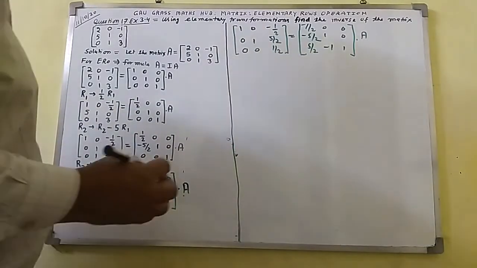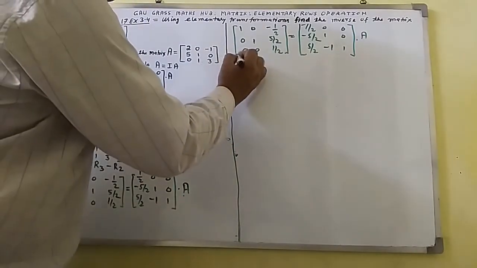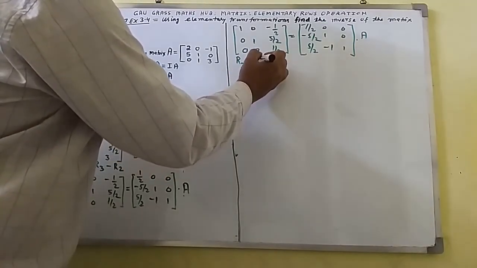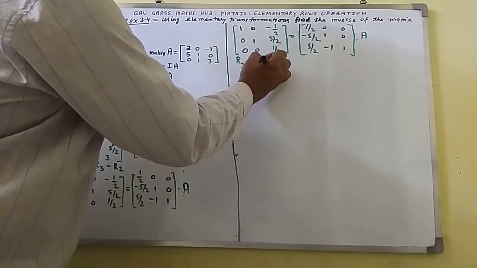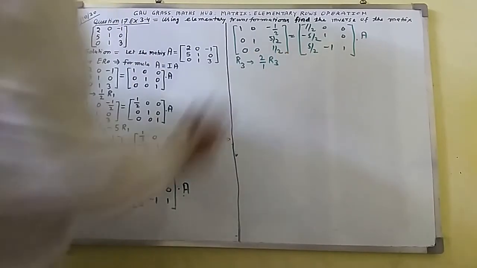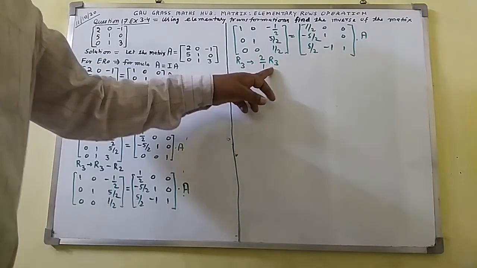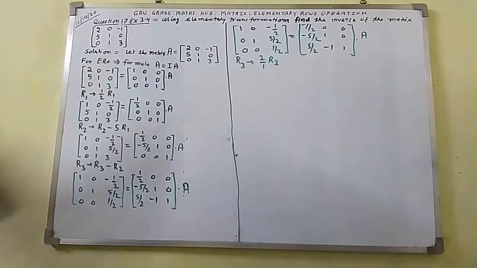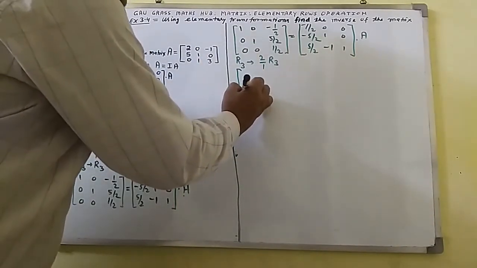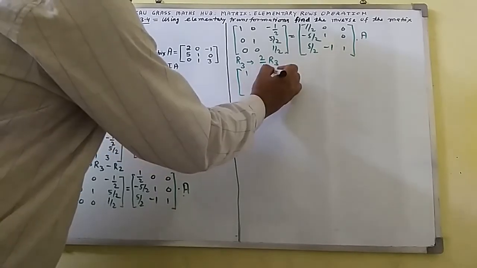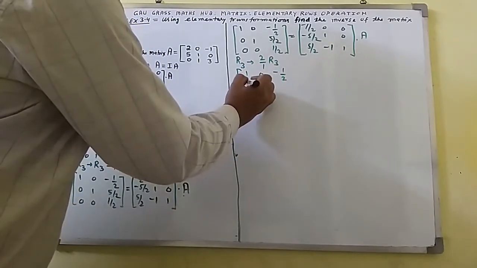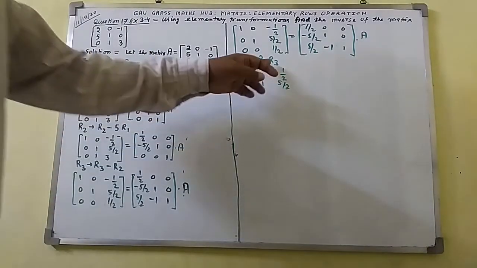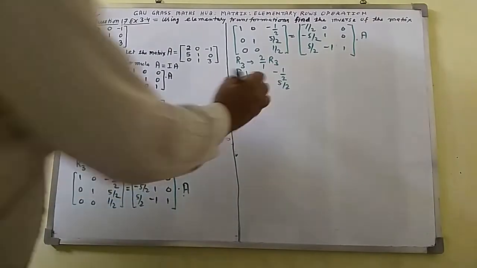In order to change 1 over 2 into 1, I shall apply the property R3 goes to 2 R3. If you apply this, R3 times 1 over 2, so 2 times 1 over 2, the 2 cancels and you get 1 easily. So now this property I am going to apply. 1 0 minus 1 over 2 I shall write. Here write 0 1 5 over 2. Here, in place of R3, I put 0, so this will become 0.